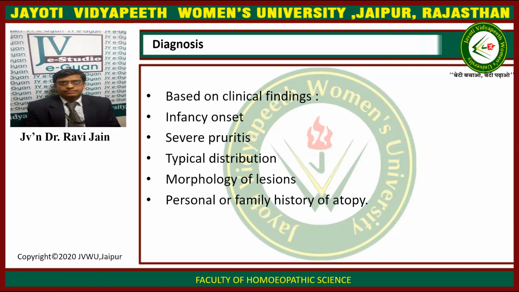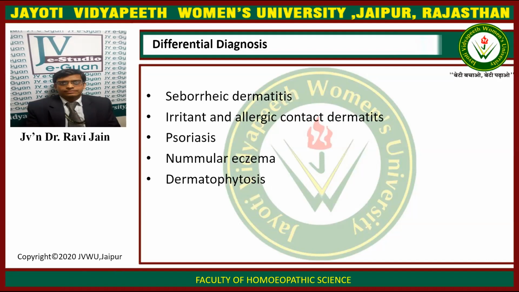How will you diagnose a case of atopic dermatitis? Diagnosis is done on the basis of clinical findings. Most commonly, there is infancy onset. There will be severe pruritus and the typical distribution that we have just discussed in the previous slides. The morphology of the lesions will guide you towards atopic dermatitis, and a personal or family history of atopy will be present in such cases. On the basis of these features, the diagnosis can easily be done.